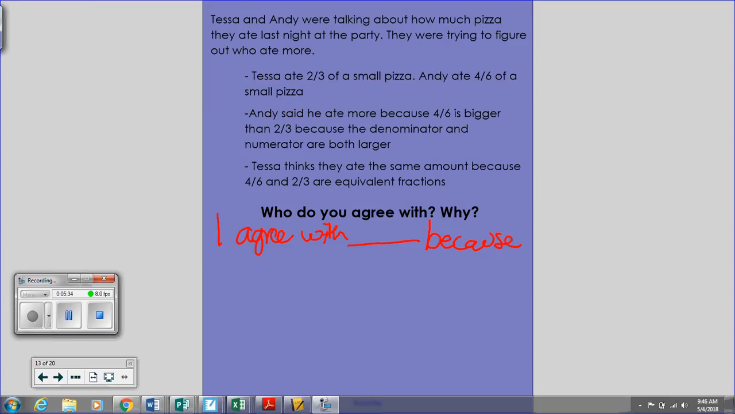Alright, so we figured out an answer sentence. I agree with somebody because, then we left space. Amy, this is written in your notebook, correct? Get started, please. How would I figure out who ate more pizza? How would I do that?